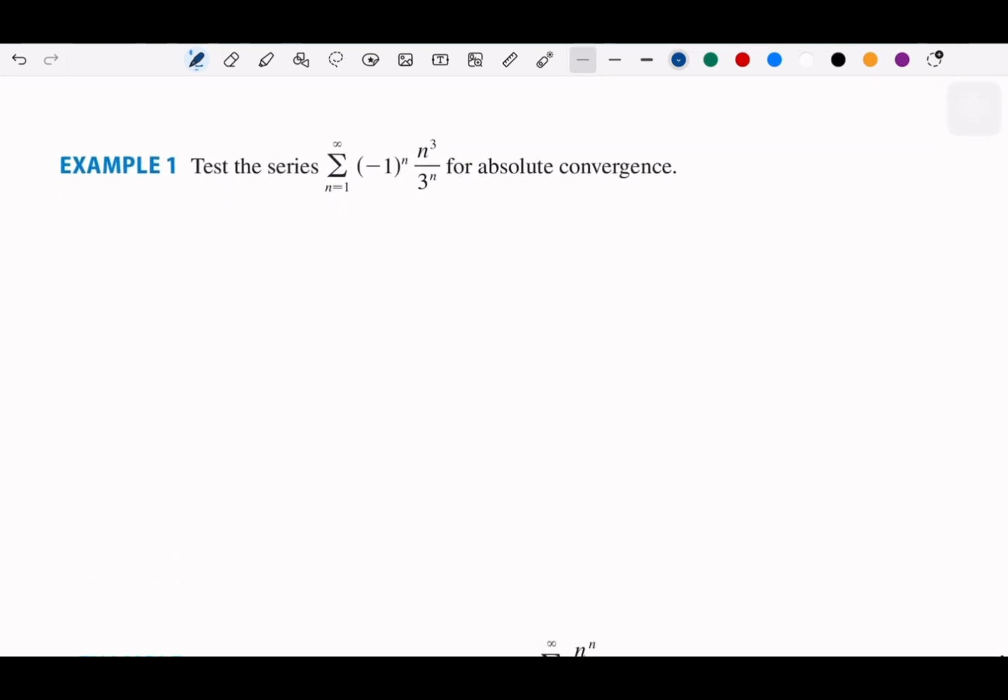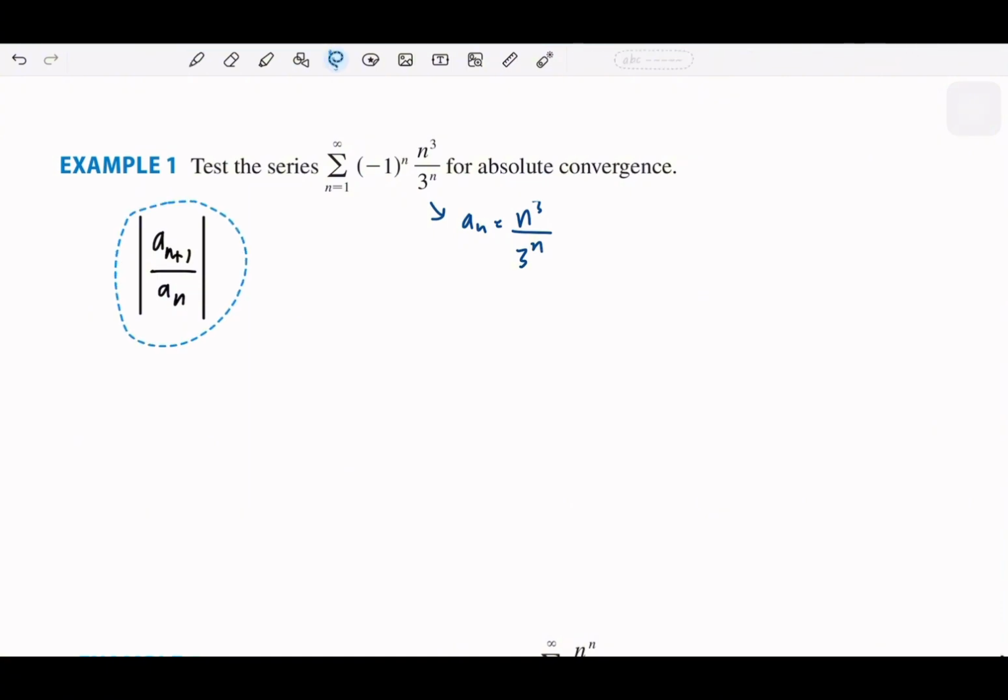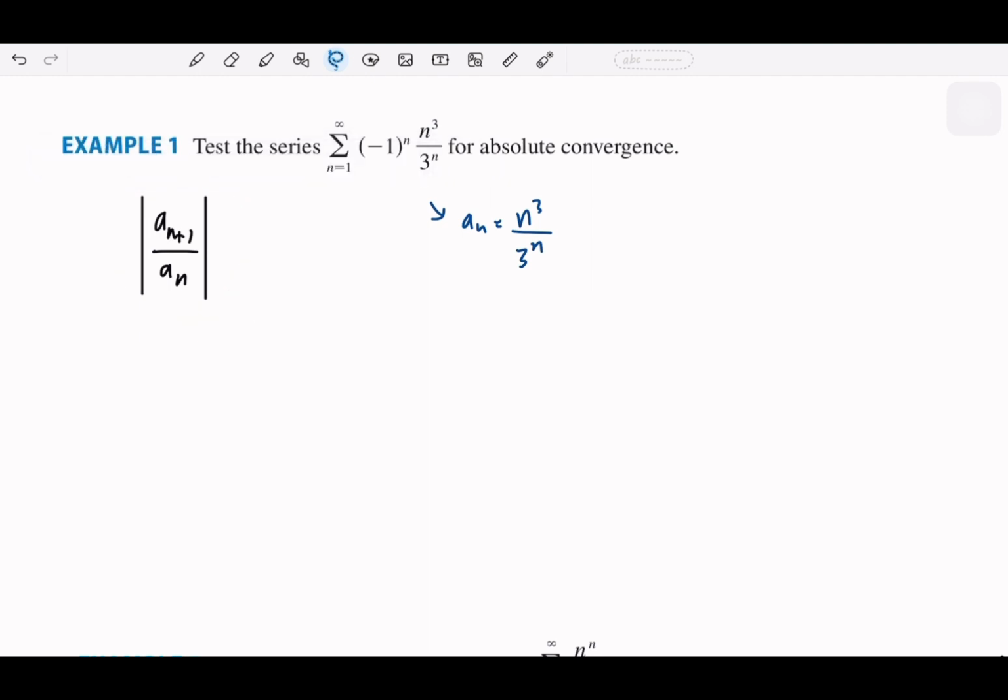So basically, what we need to do for the ratio test is just taking the a_{n+1} over a_n. So this a_n is n cubed over 3 to the power of n. And you will see some pattern later on. Okay, we are going to have a break. We will continue later.